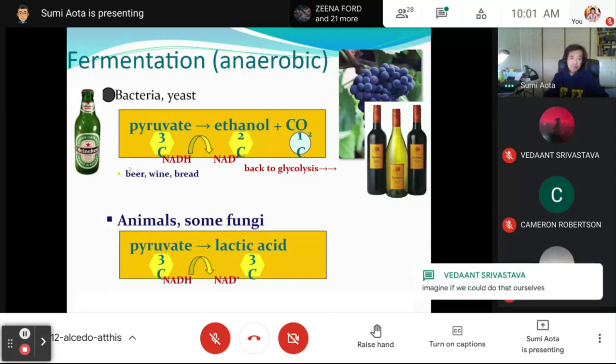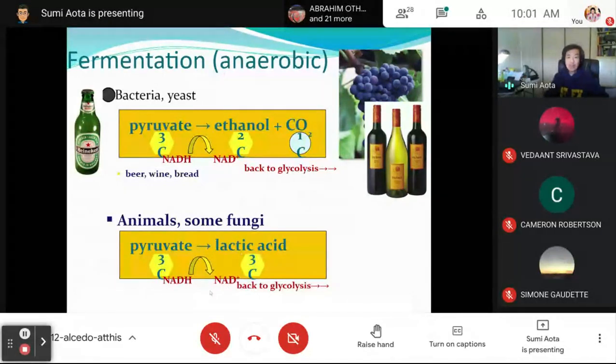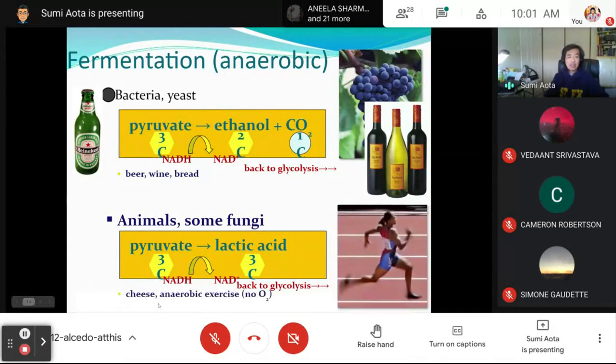But animals, all animals, and some fungi do something a little bit different. We do the same thing. Pyruvate is going to remove the hydrogen from NADH and convert it back to NAD, but we form lactic acid instead. That goes back to glycolysis. And we get cheese and anaerobic exercise out of it.